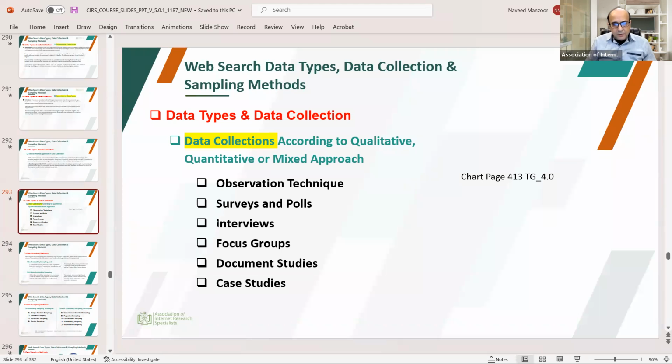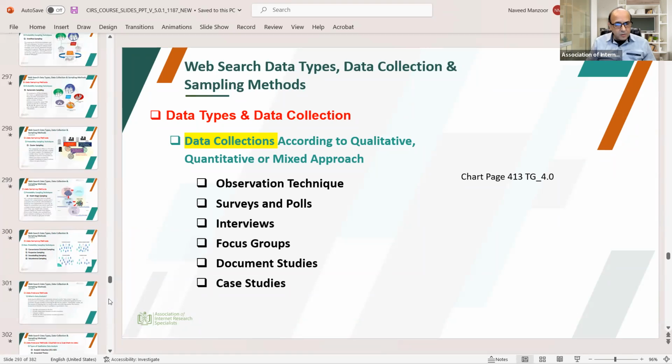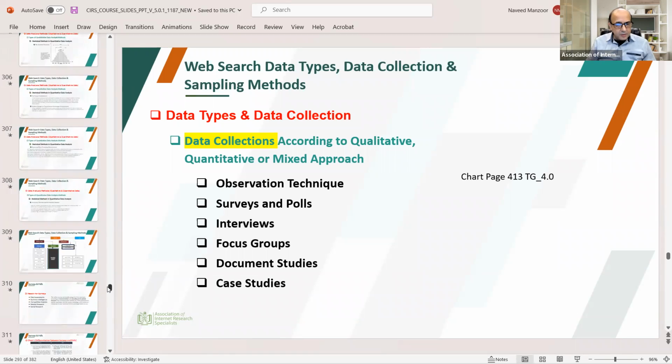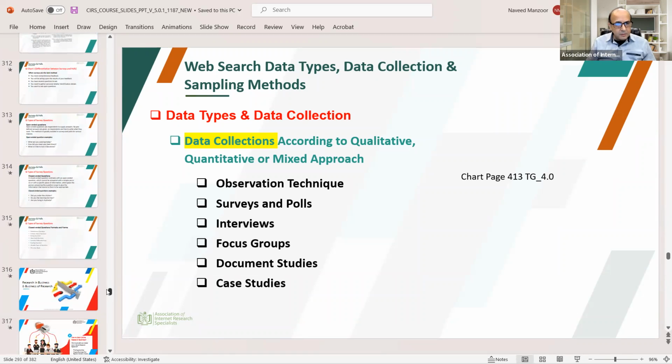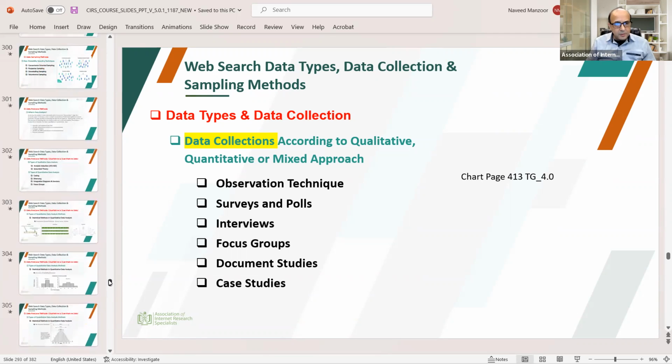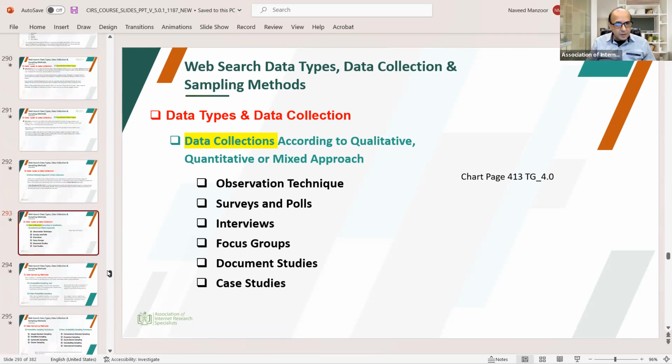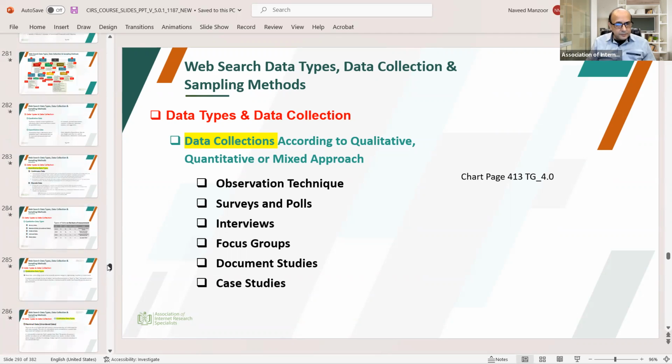Then we've got interviews. We'll see the survey questions when you look at some of the slides down here. You will see some of the ways survey questions are set. Where are they?